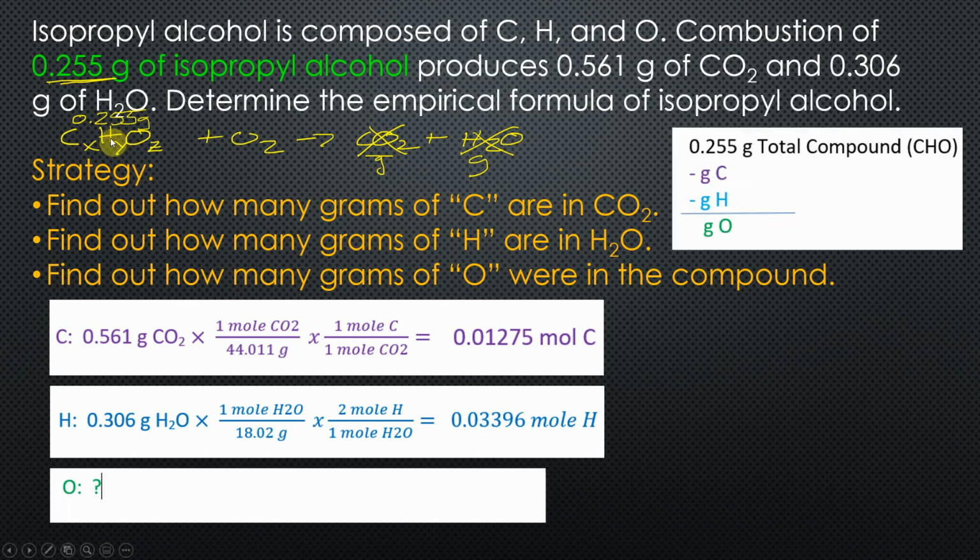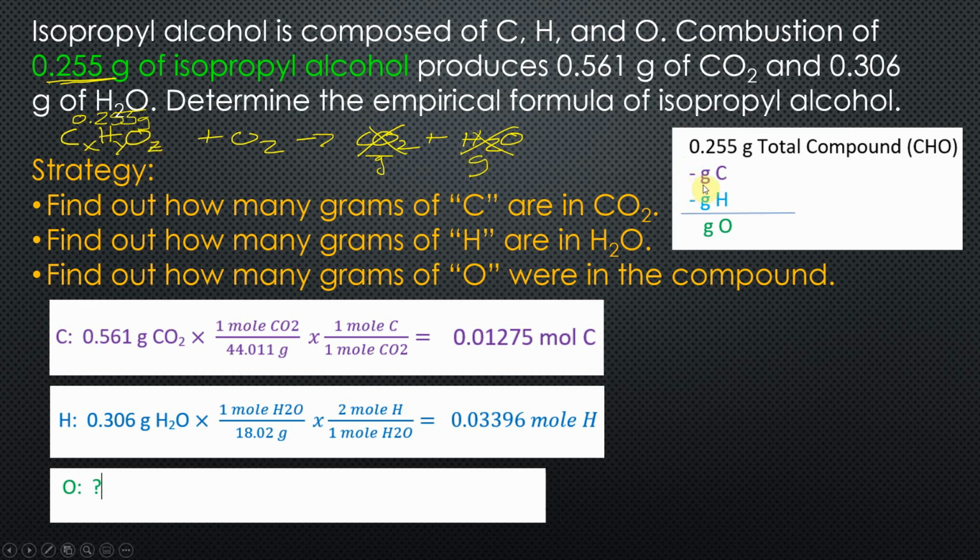Well, to figure it out, if the total mass of the compound was 0.255 grams, and we knew the grams of carbon that had been in it and the grams of hydrogen, if we subtract those out, whatever's left has got to be that third element. It's got to be oxygen. So that's how we're going to tackle it: the mass of the total compound has got to be comprised of the elements in it, carbon, hydrogen, and oxygen.